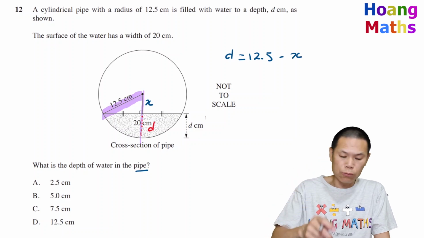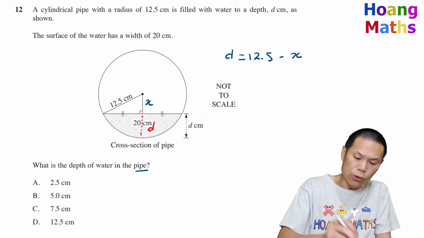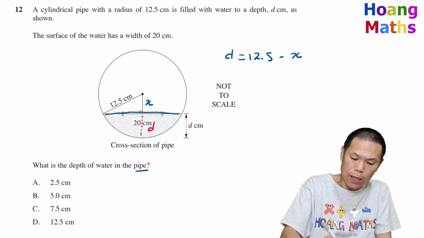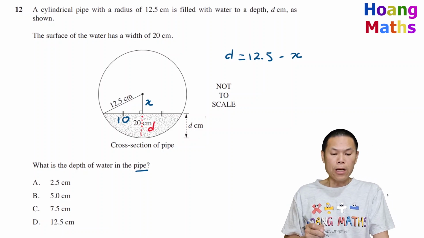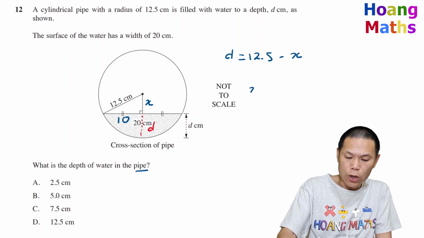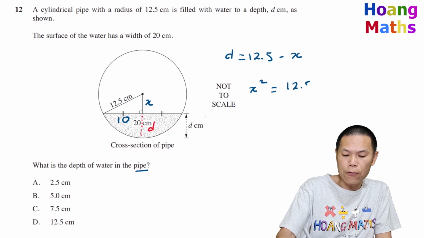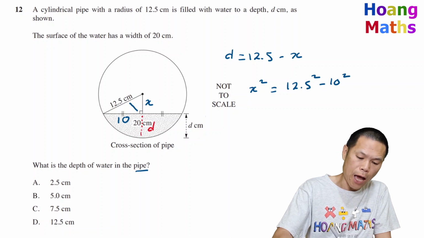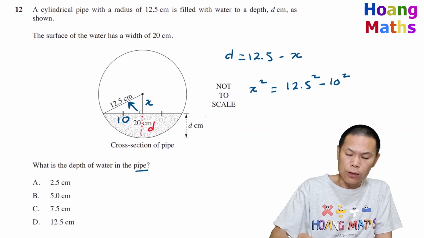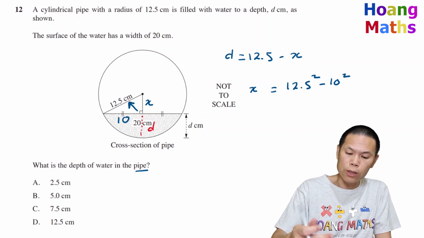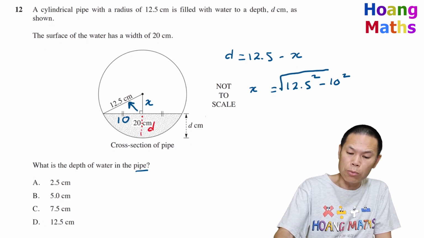And we can work out the X value by using Pythagoras' theorem. So we know that 20 from here to here, so therefore, that means this is 10 here. Okay? So to work out X, we go X squared, which is equal to 12.5 squared minus 10 squared. Because this is the hypotenuse, that is the longest length. Okay? So we minus to find the shorter length. So I can just square root this. I just do it fast because it's multiple choice.